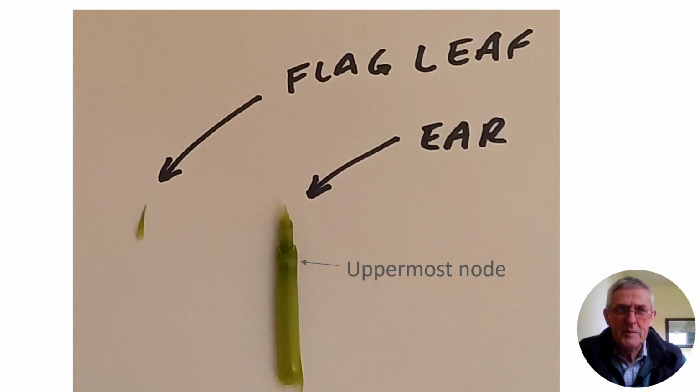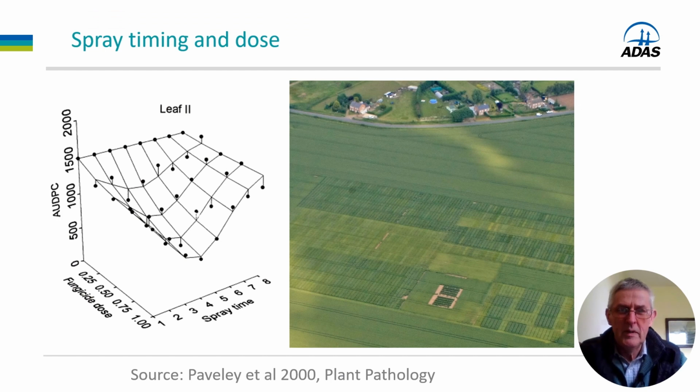Okay, so we're certain about which leaf we're now dealing with. Now let's have a look at what leaf emergence does to the efficiency of fungicide treatment. So let's go from the kind of microscopic to the big scale.